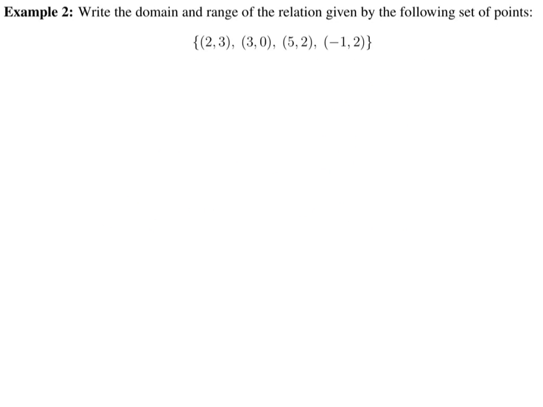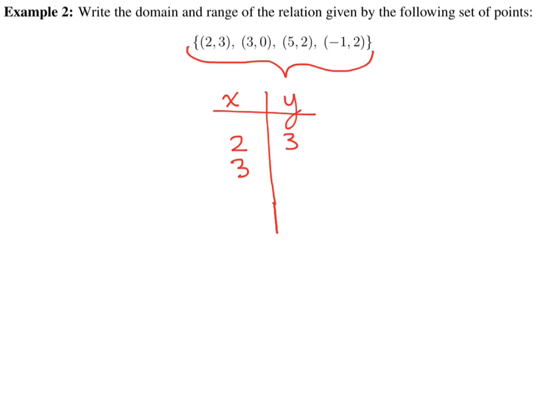Now, boom, second example. Here, the relation is given as some points. So you've got the point (2, 3), the point (3, 0), the point (5, 2), and (-1, 2). Now, I really recommend that if you're given points, go ahead and begin by turning it into an XY table. This is not mandatory, but if you're ever feeling confused, it's an incredibly good idea. So you've got your points, make an XY table, a little T-chart, maybe you call that. Then, from there, think about domains and ranges.